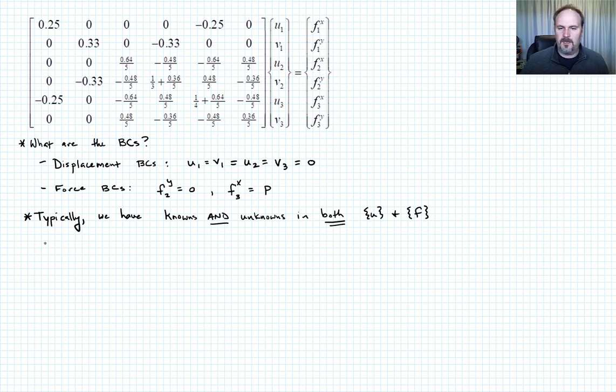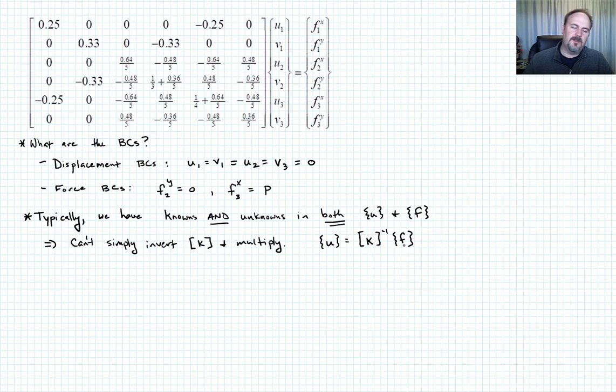Okay? And the implication there is that we just can't simply invert and multiply. What I mean is that it's tempting to say, well, I can just solve for u as k inverse times f. Right? Well, the problem is that you don't know all of u, and you don't know all of f, so this doesn't work in this way. Okay? So how do we go about applying those boundary conditions?